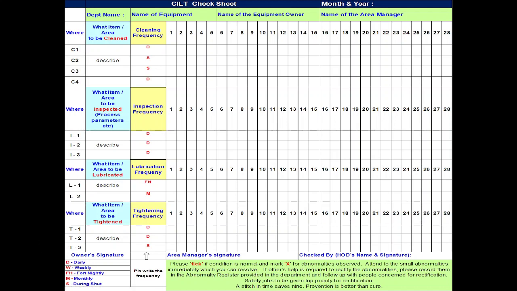Next, letter I stands for inspection. Here too you need to write down the important points you need to inspect to maintain the ideal condition of the machine.